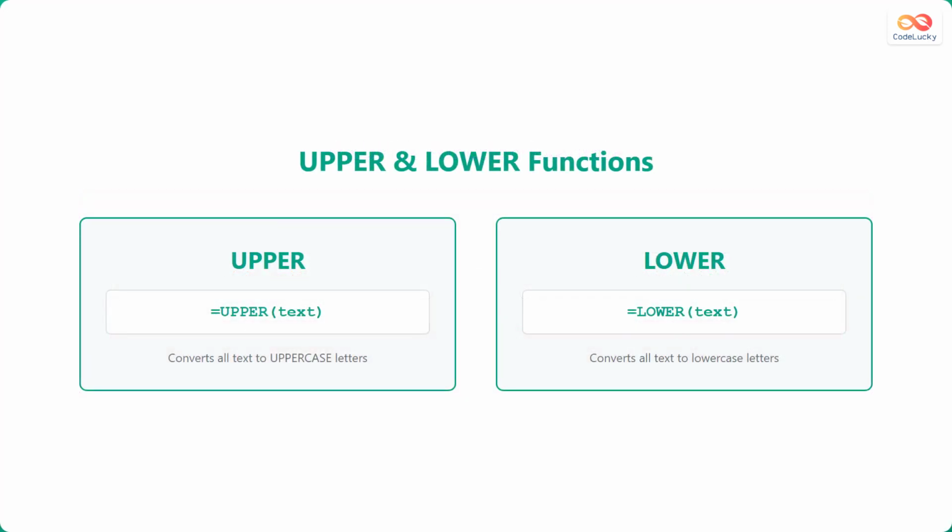Let's examine the upper and lower functions in Excel. The upper function converts all text to uppercase letters. Its syntax is equals upper open parenthesis text, close parenthesis. The lower function, on the other hand, converts all text to lowercase letters. The syntax is equals lower open parenthesis text, close parenthesis.